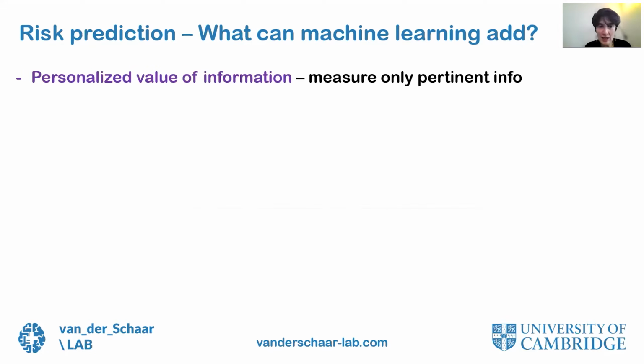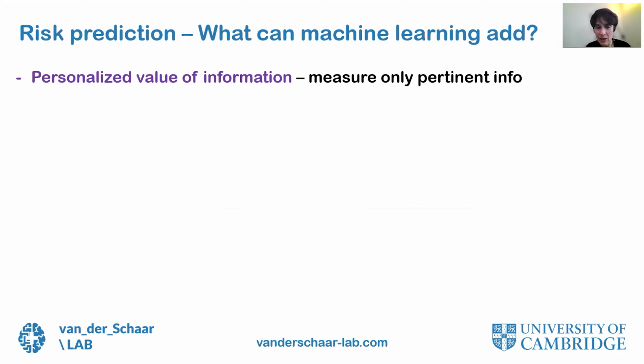Also, what's interesting here is that we can assess personalized value of information. So it may be that for a particular patient, certain sources of information, whether it's genetic information or, for instance, morbidities and comorbidities, may be the most pertinent information to be used to issue a risk prediction of a patient developing another disease sometime in the future.